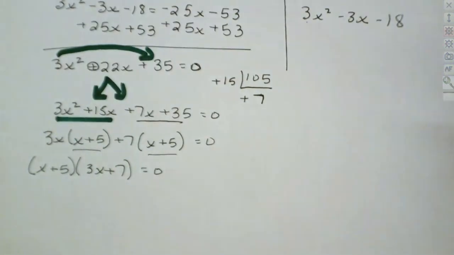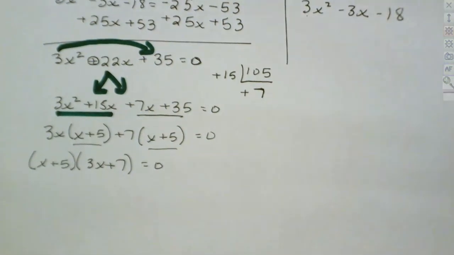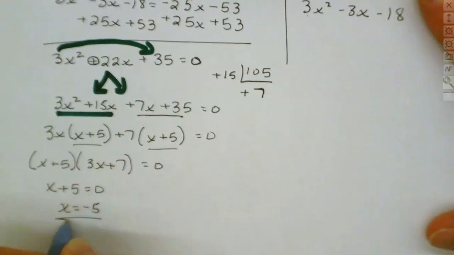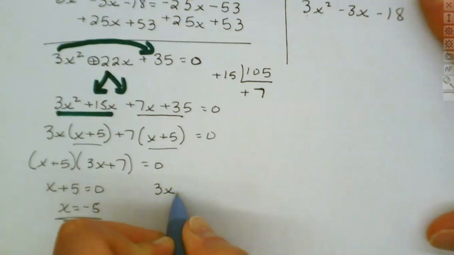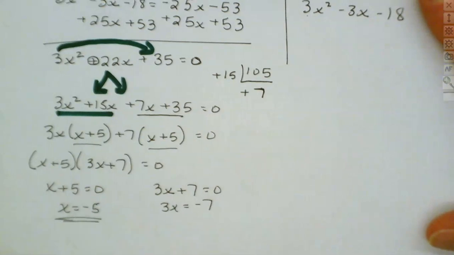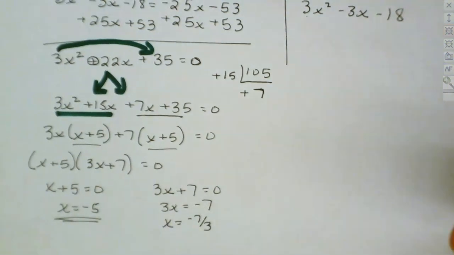All right with that so far? Now, what are our solutions going to be? Well, has it been set to 0? Yes, the main thing is to make sure it's been set to 0, which it has been. It's been refactored. And so what do we have? We have x plus 5 equals 0, so x equals negative 5. All right. And then we've got 3x plus 7 equals 0. 3x equals negative 7, so x equals negative 7/3.